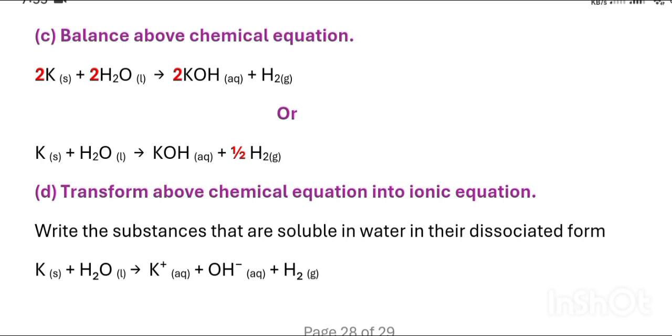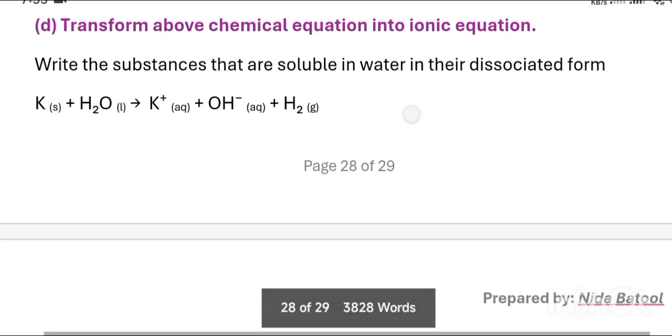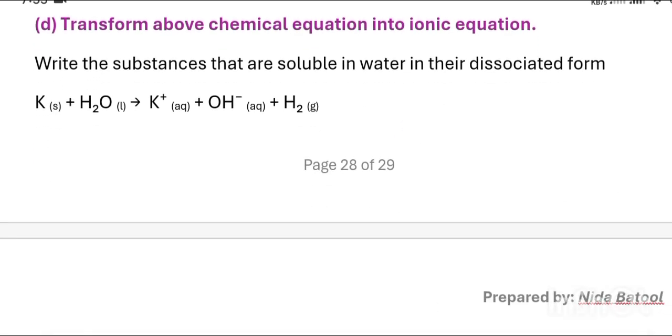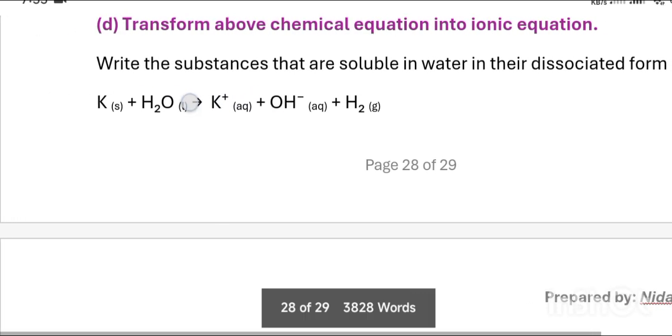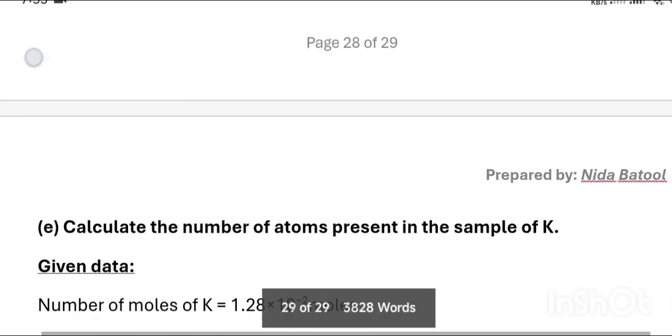Now the fourth question, transform the above chemical equation into an ionic equation. This is very simple. Just write the substances that are soluble in water in their dissociated form. Potassium is solid, so it is written as it is. H2O is liquid, as it is. KOH is aqueous, so K plus is written separately and OH minus is written separately, plus H2. Now none of the atoms and molecules on both sides of the equation are the same, so nothing is cancelled. So this is the actual equation that is ionic in nature.